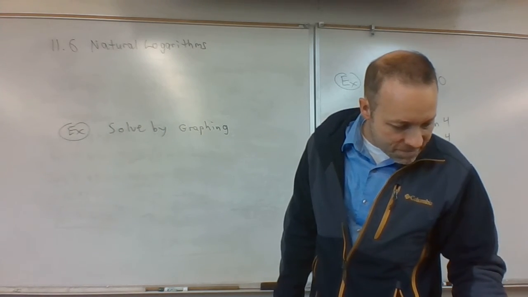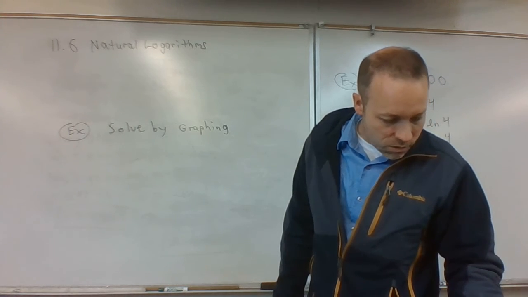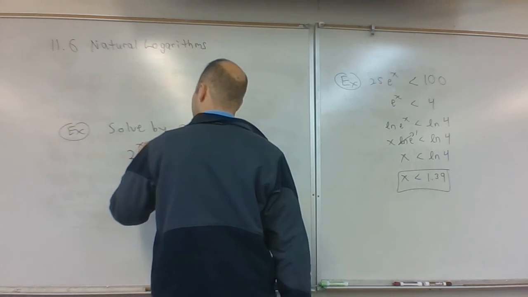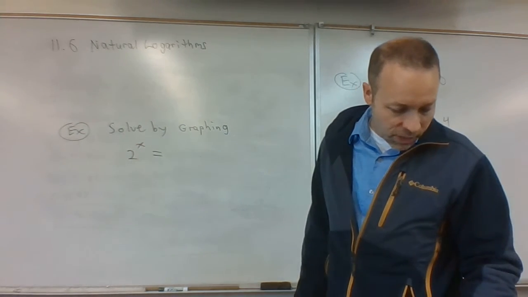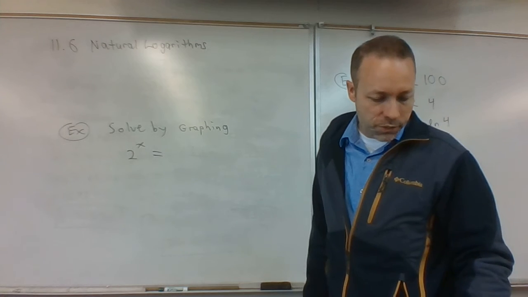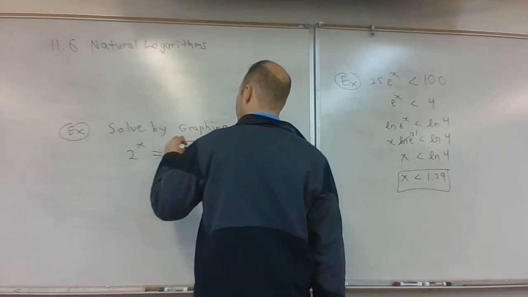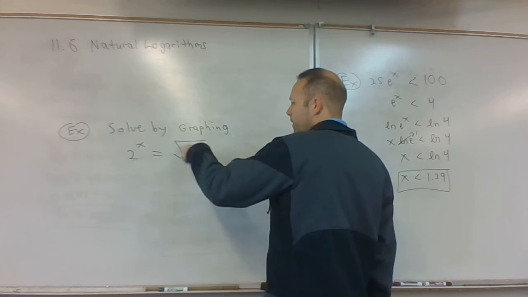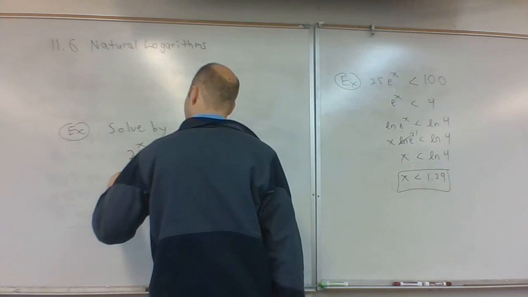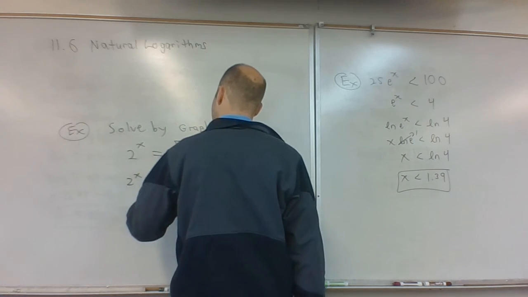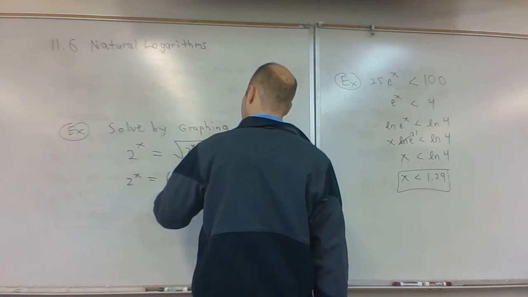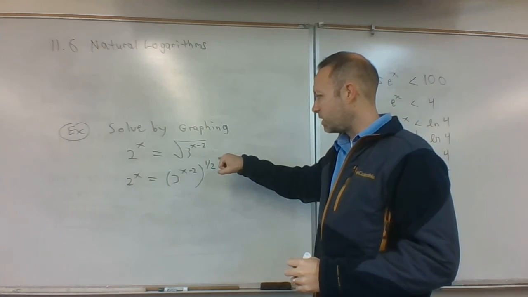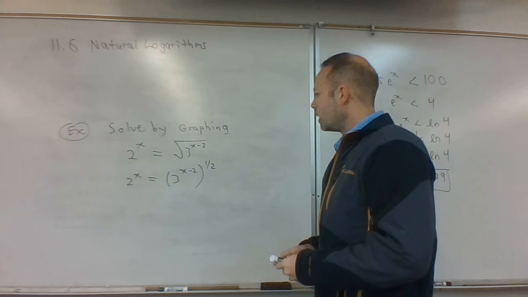We have 2 to the x equals root 3 to the x minus 2. Rewriting this, what do we have? We have 2 to the x equals 3 to the x minus 2, all to the 1/2 power. Sorry, not rewriting it as an exponential, rewriting it as a fractional exponent.